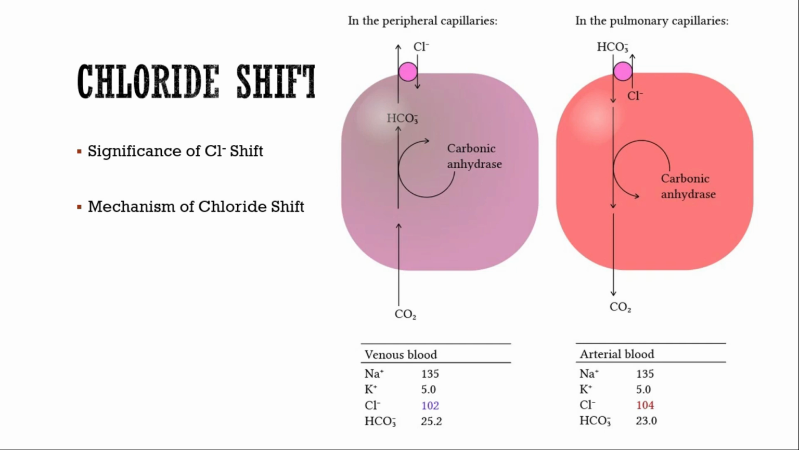When actually does the chloride shift occur? Number one, when the chloride ions move into the erythrocytes.